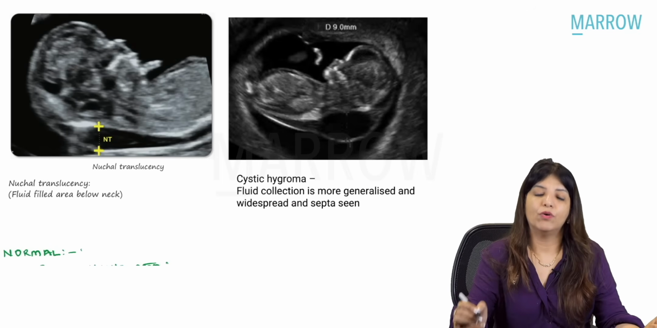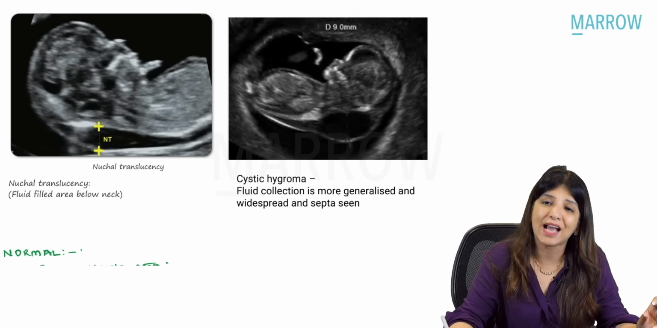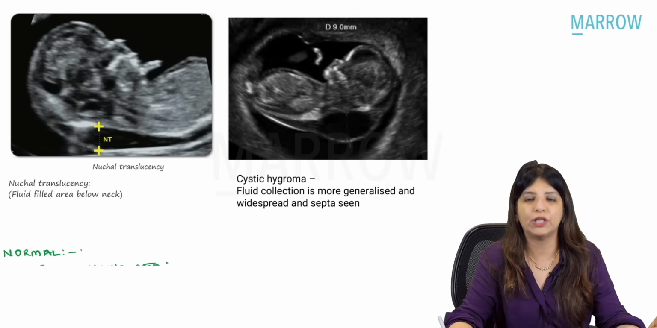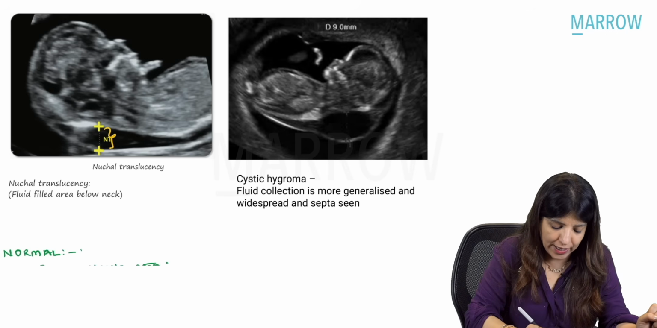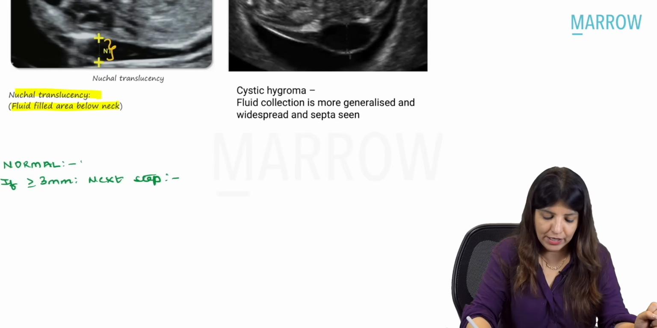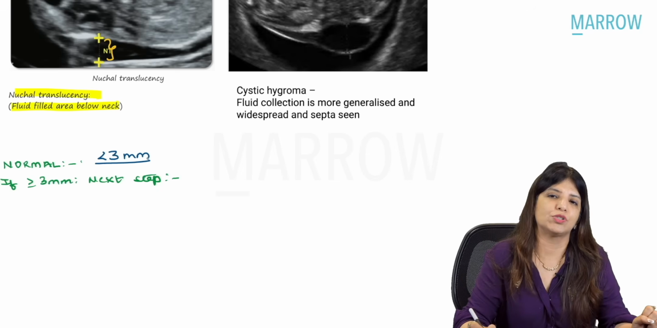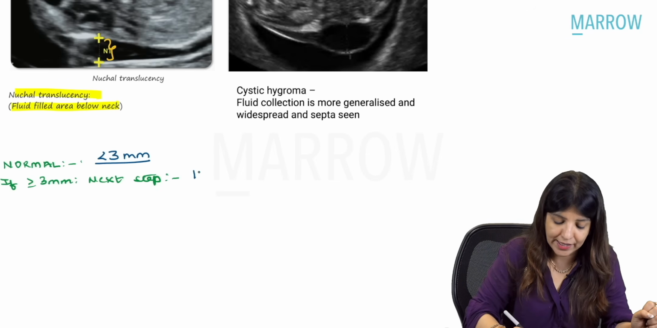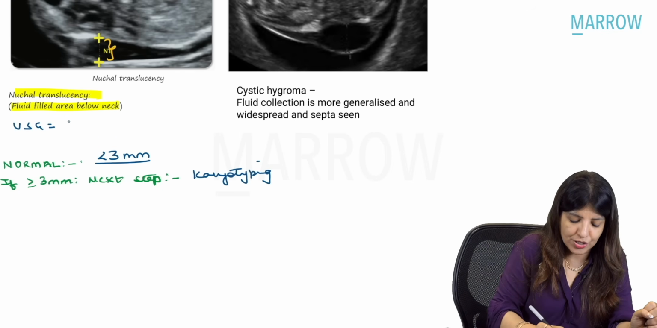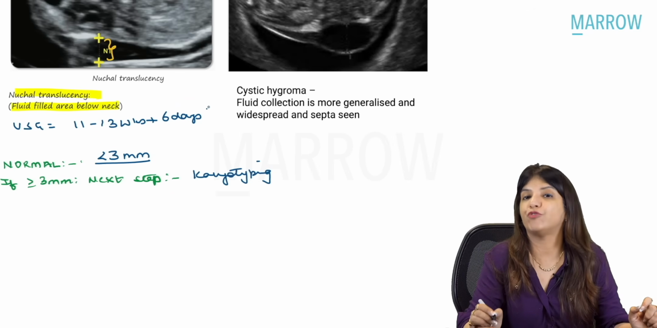Okay. Now, this image over here is showing you the measurement of the black colored area or the fluid filled area below the neck. This fluid filled area below the neck, this is what is called as nuchal translucency. Please remember, normally nuchal translucency is less than 3 millimeters. If nuchal translucency is more than equal to 3 millimeters, the next step is you should do karyotyping. For nuchal translucency, ultrasound is done between 11 weeks to 13 weeks plus 6 days. In other words, nuchal translucency has to be measured in first trimester.